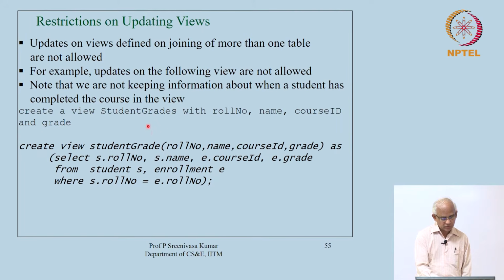Now, suppose I take this view and then suddenly decide that, let me update the grade value for a particular student in a particular course, let me upgrade his grade from U to some D or something like that. Suppose a student has not cleared a course and he got a U grade, then he is repeating the course. Then what will happen in this particular result of the view?